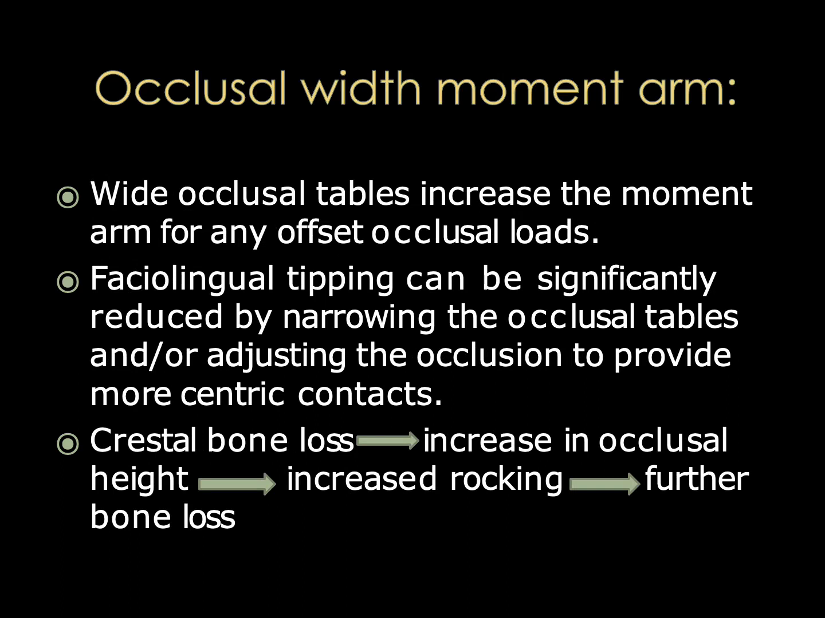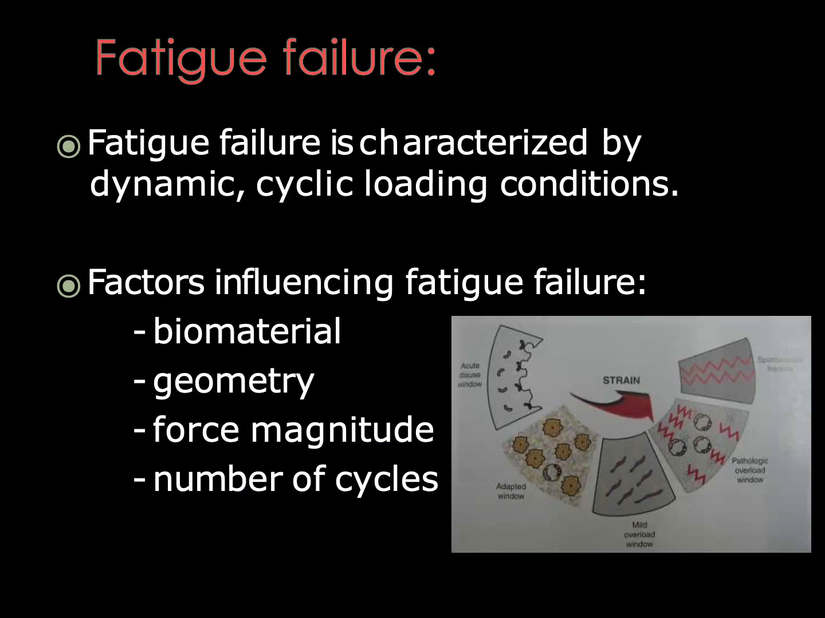Occlusal width moment arm. Wide occlusal tables increase the moment arm for any offset occlusal loads. Buccolingual tipping can be significantly decreased by narrowing the occlusal tables. Hence, there is more crestal bone loss when there is an increase in occlusal height and increased rocking of the prosthesis, leading to further bone loss.